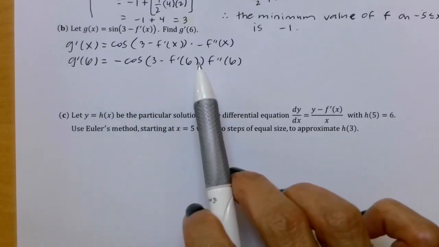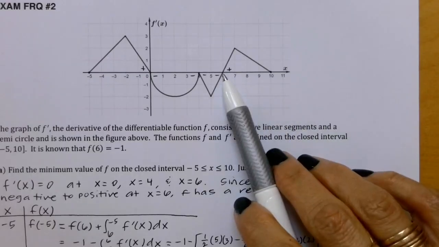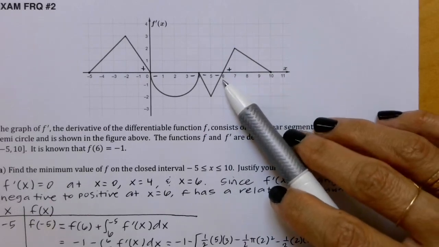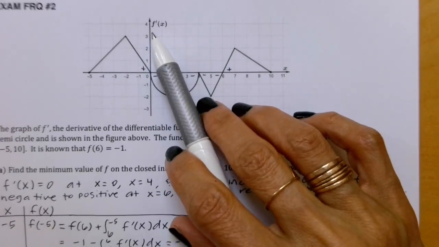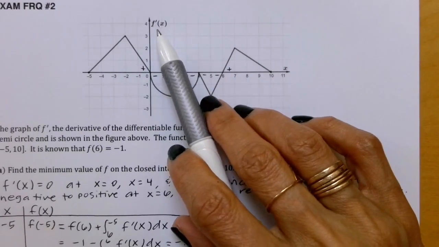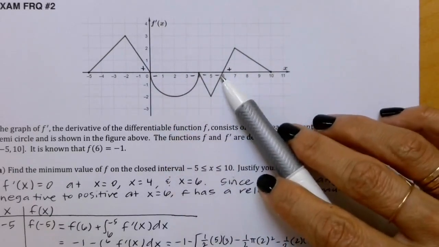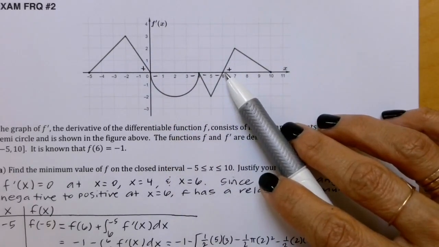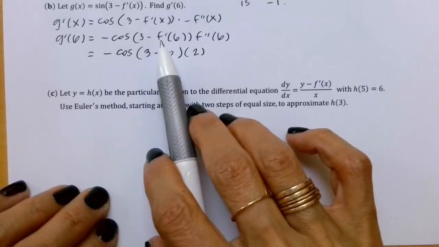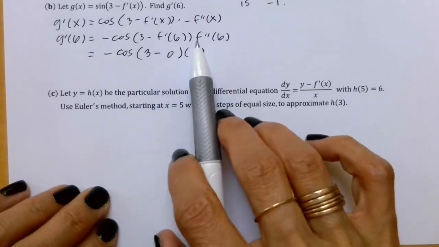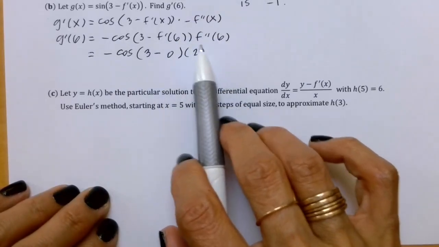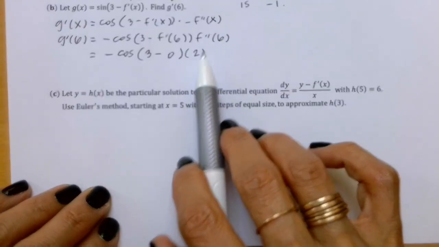I plugged in 6 for x, so f prime of 6 is 0, and then f double prime is, since this is f prime, f double prime will be the slope of this tangent line. So right here, the slope of the tangent line of f prime at 6 is going to be +2. So f prime of 6 was 0, and f double prime of 6, which is the slope of the tangent line of f prime, is +2.